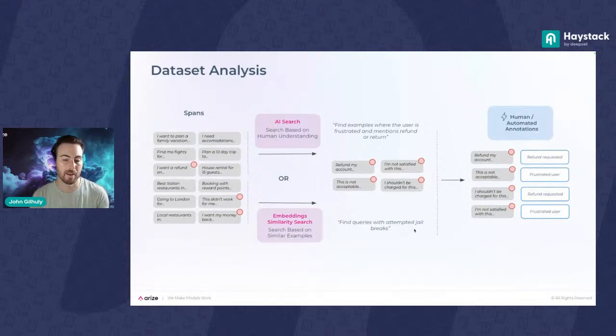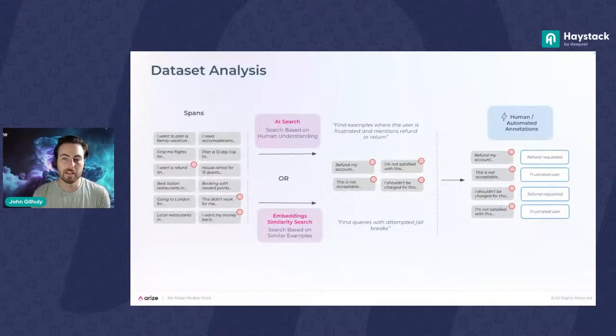And so you notice that it's bad at handling a refund query. You then use embedding search or an AI search or something along those lines to go through all your traces and find more traces that look like refund queries from users, and then you can group things together that way.